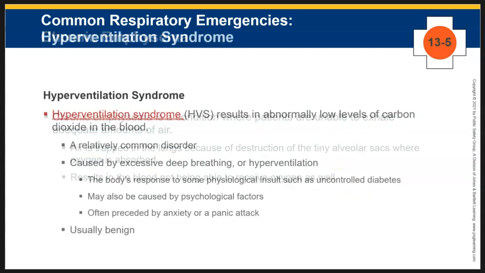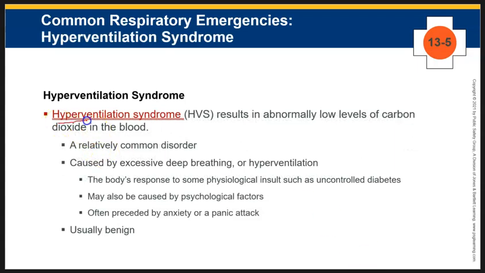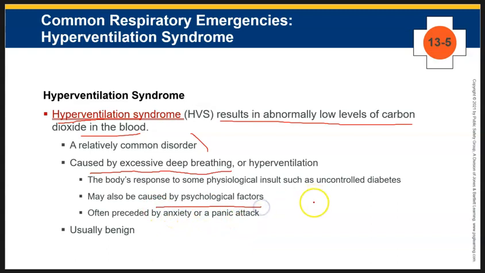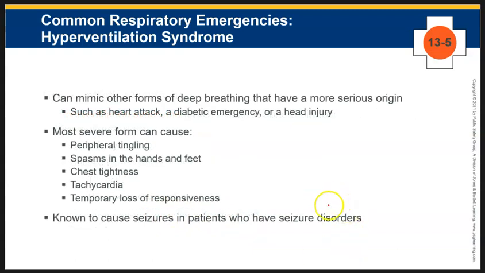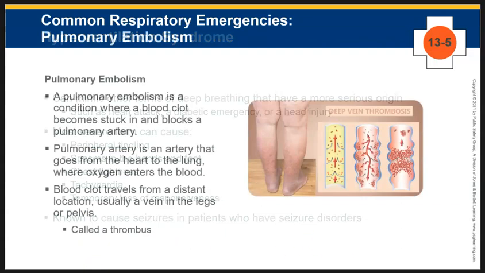The next respiratory emergency we may consider is hyperventilation syndrome. This results in abnormally low levels of CO2 in the blood. It's relatively common and can be caused by excessive deep breathing or hyperventilation. It can also be associated with psychological factors. Now, in the most severe form, hyperventilation will manifest itself with something called paresthesia, that is, tingling in the hands or the feet. It may also be associated with chest tightness and can trigger seizures in patients with seizure disorders.